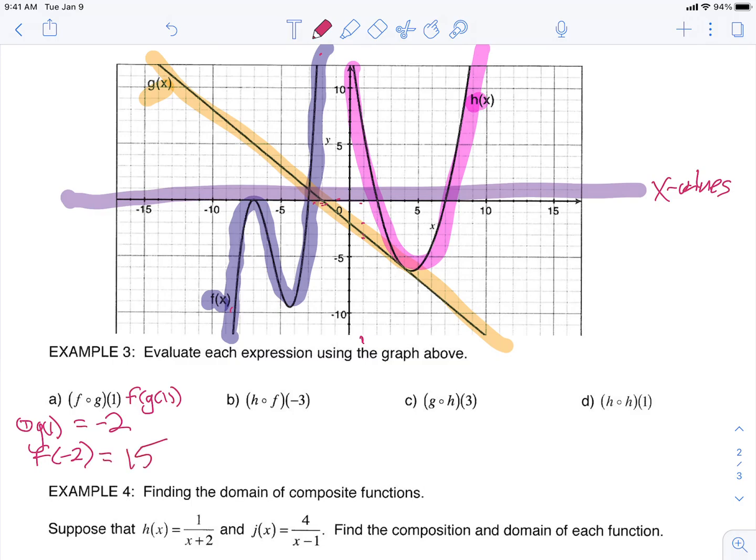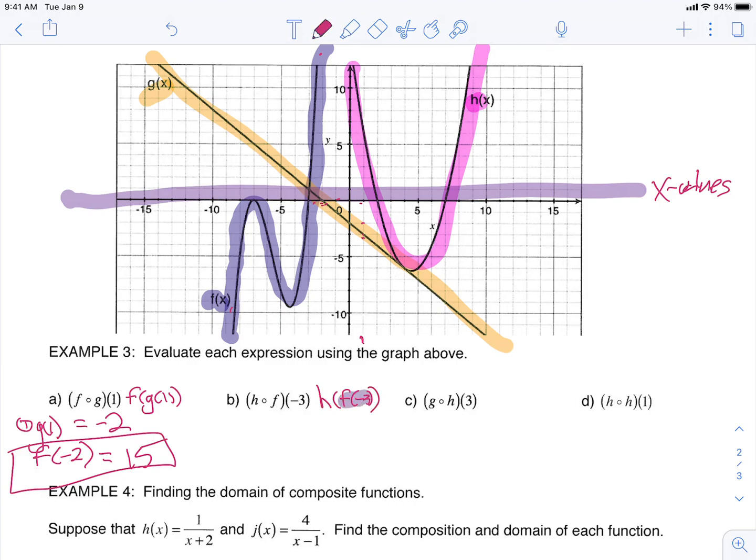Okay, it's way above the x-axis, okay? Don't worry, we'll make sure it's crystal clear when you guys have a test or quiz. All right, so h of f of negative 3. Remember, that really means h of f of negative 3. So we're going to find f of negative 3 first.